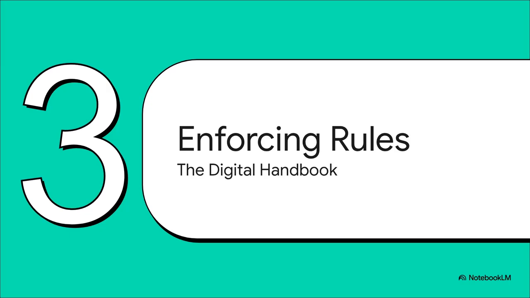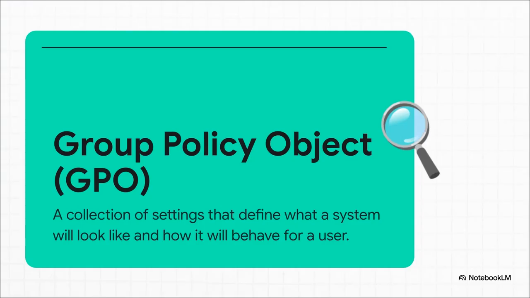All right, so our people are organized, and they have the right access, but how do we make sure everybody is playing by the same rules? This, my friends, is where the digital blueprint gets really, really powerful. We do this with something called a Group Policy Object, or GPO. A GPO is basically a digital rulebook.